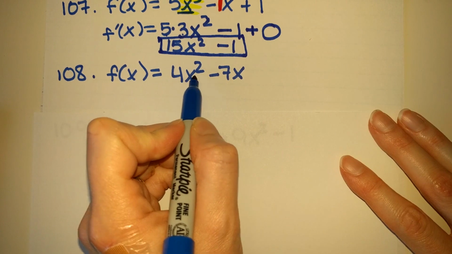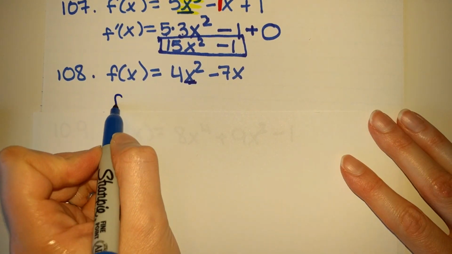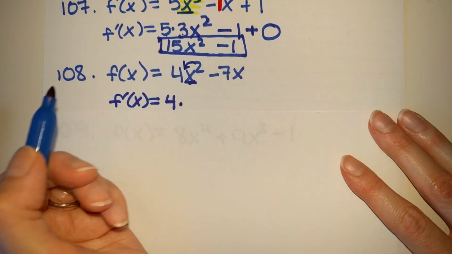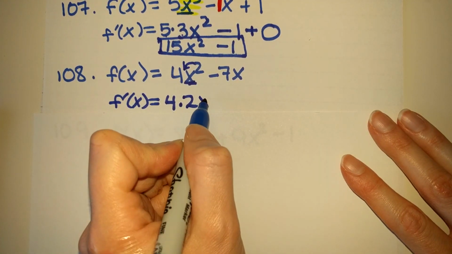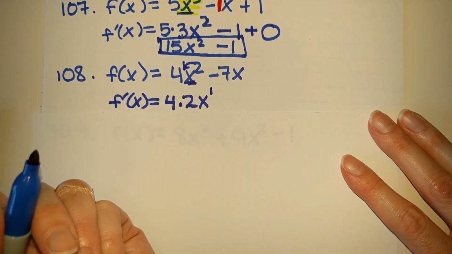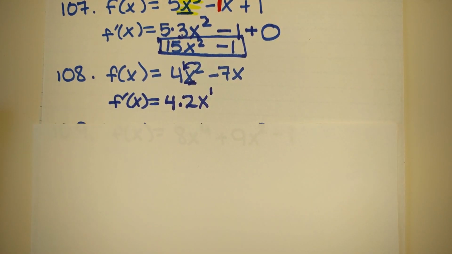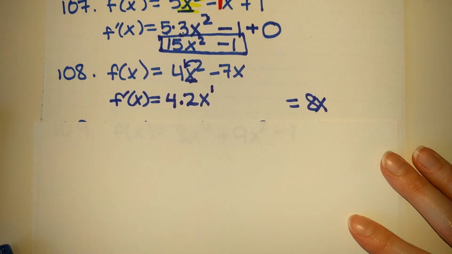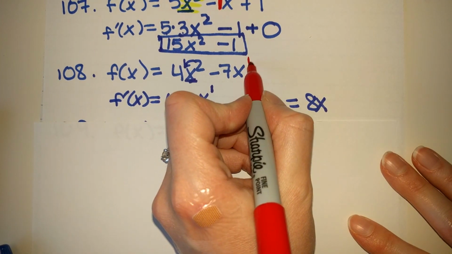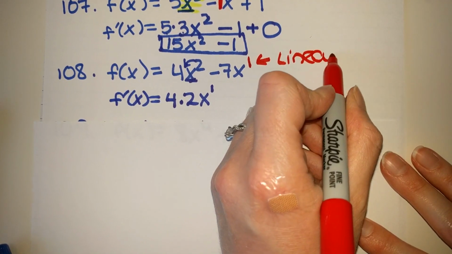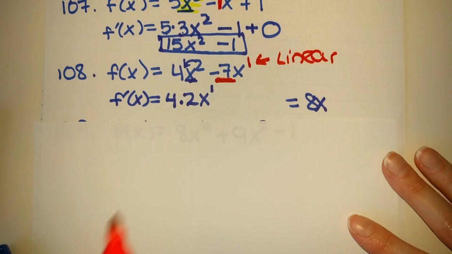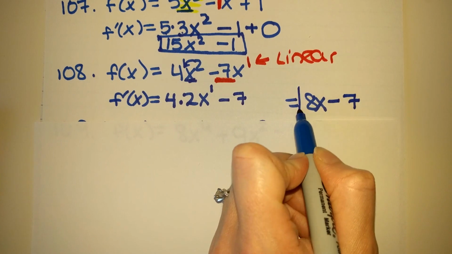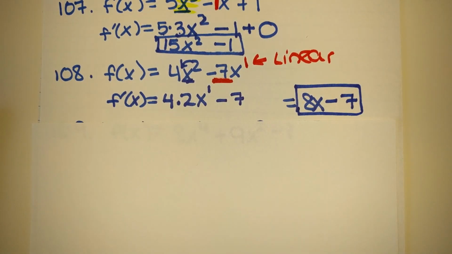All right, so let's look at the next one, question 108 here. So again, the 4 is with something, it's with this x squared, so the 4 will tag along when we take the derivative. The derivative of x squared, we use our power rule, so we bring down the 2 and then subtract 1 to get x to the 1st. So that will become just 8x when we simplify. Now, the -7x, we notice that that's x to the 1st power, so that tells us that it's a linear term. And when we have a linear term, we simply use the coefficient. So this will be -7, so we will get that our derivative is 8x minus 7.